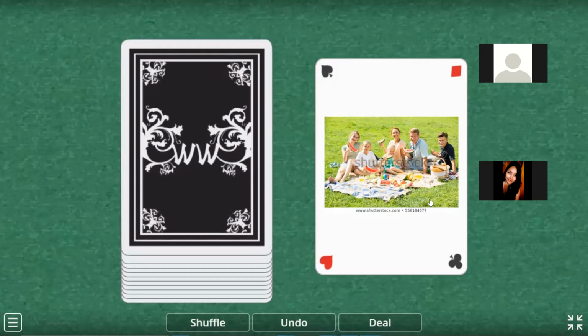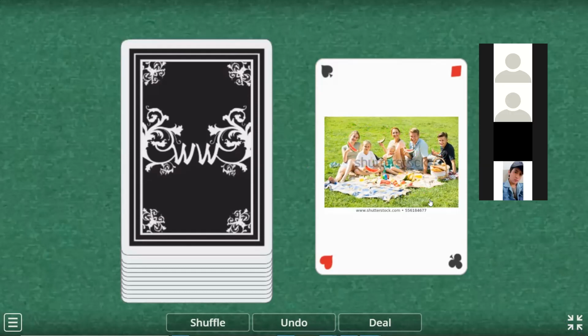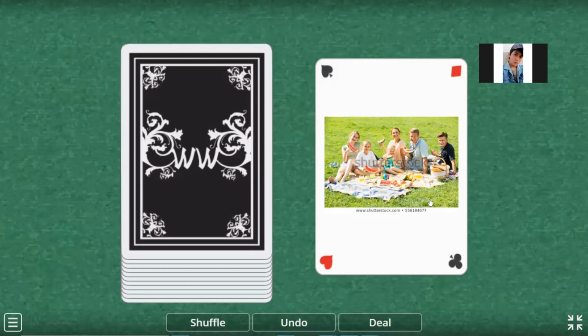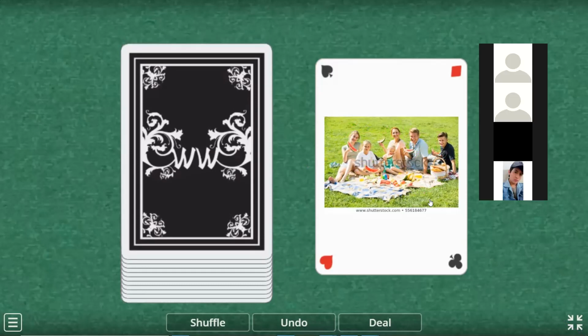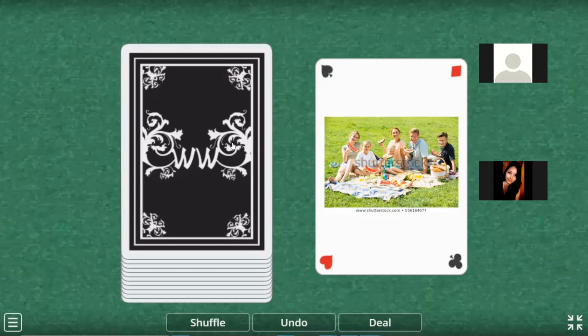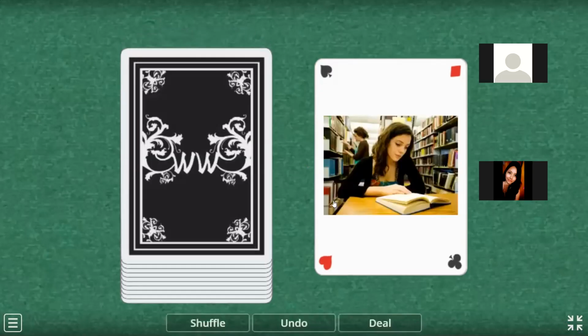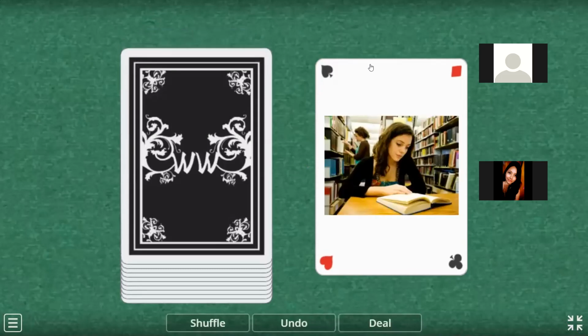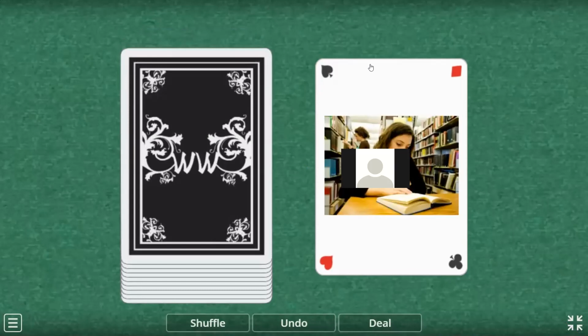The next picture, it's going to help me describing this time, please. Let me see. Jennifer, could you help me describing this picture, please? Yes.